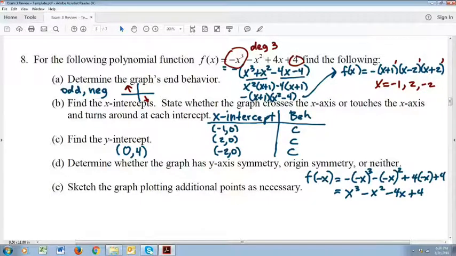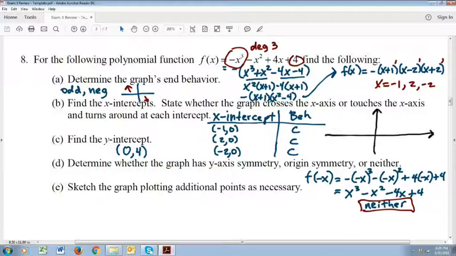So notice some of our terms change signs and some of them don't. So we're not equal to the original function, which would make us an even function. Our terms are not all opposites, so we're not getting the opposite of the original function, which would make it an odd function. So this is the neither case. We don't have any kind of symmetry here, at least none of these kinds of symmetry.